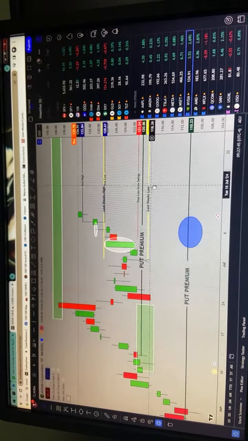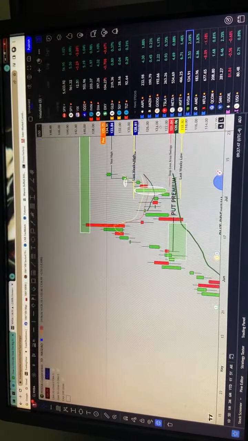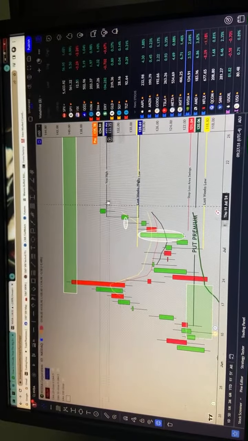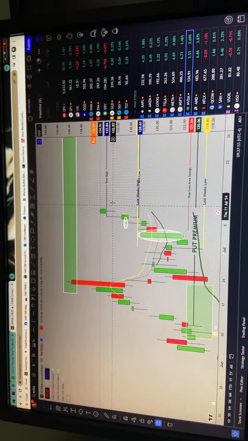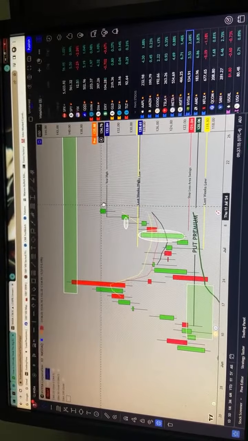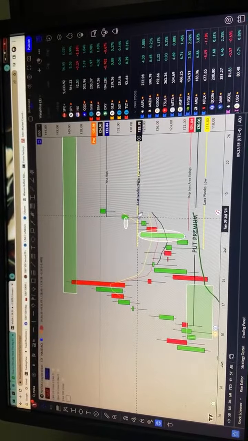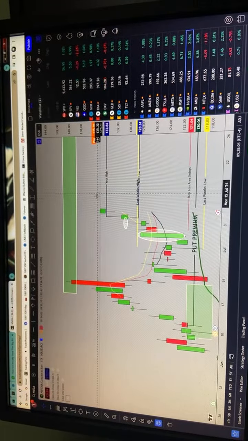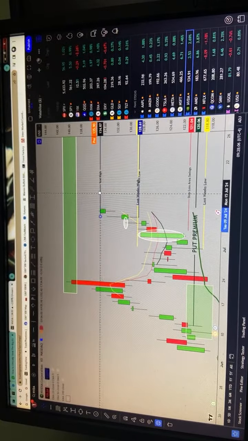NVIDIA, how many of y'all are long NVIDIA? We mentioned this on Tuesday. I've been getting long NVIDIA this week. It's been a slow grind. We even got long again yesterday, and I'm keeping those contracts too. So I'm long NVIDIA from Tuesday, yesterday being Wednesday. The good news is we have a slight gap up, so these calls are going to be going good.